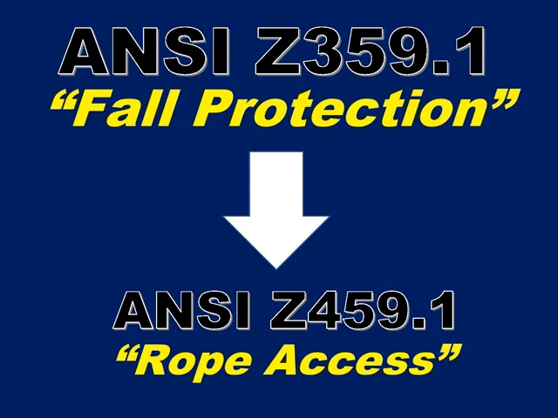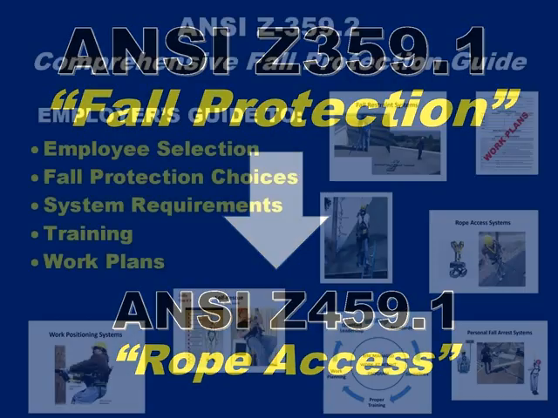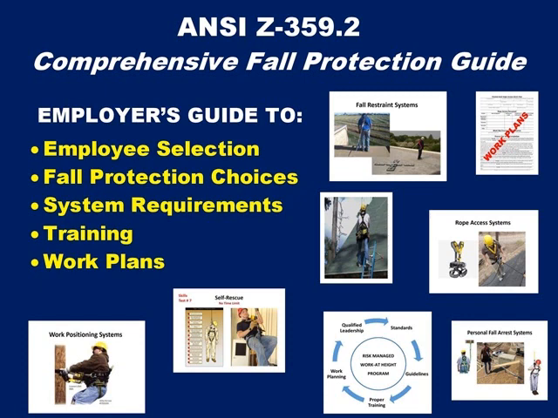ANSI, the American National Standards Institute, now recognizes rope access standards under the category of their Z359.1 fall protection standards. A major win for those with safe access needs that are not provided for by standard forms of fall protection practice. ANSI also serves as a good resource for developing your own fall protection strategy. This information can be found under their Comprehensive Fall Protection Guide Z359.2.